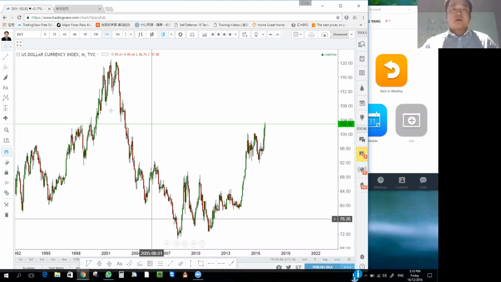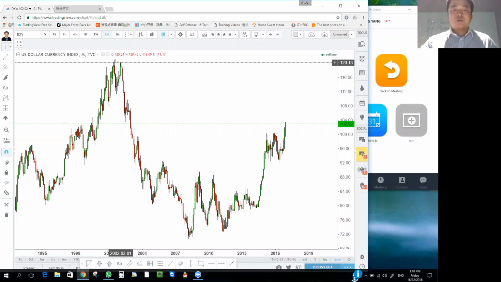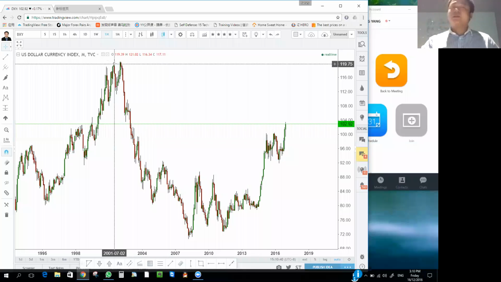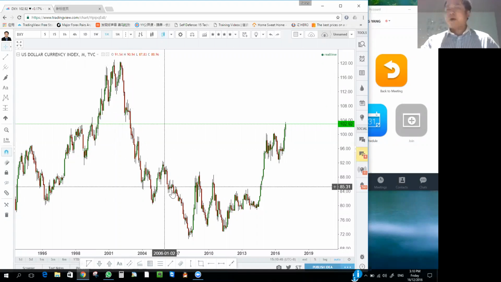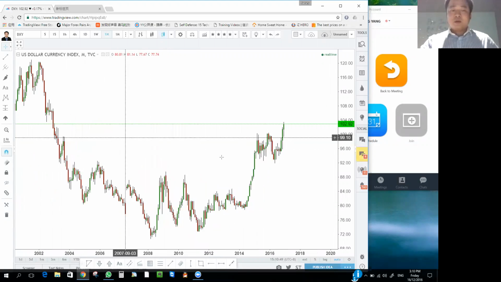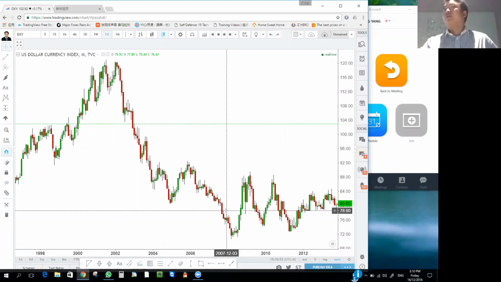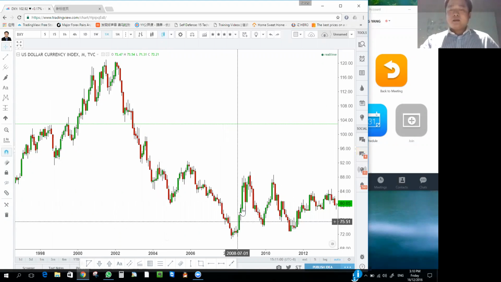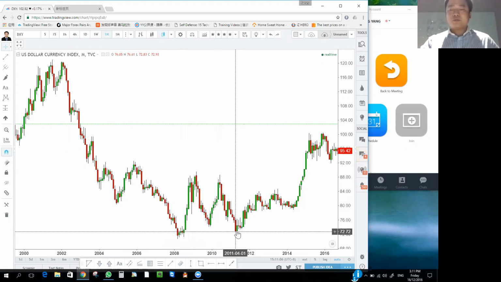Okay, and let's look at the monthly chart first. In 2001, the DXY was at the 120 level, and after that, I think that time belongs to the tech bubble, and the dollar had its first very bearish trend. Then in 2007, 2008 came the financial crisis, Lehman Brothers, the subprimes, right? So it happened, and then the dollar made a bottom between 2008 and 2011.